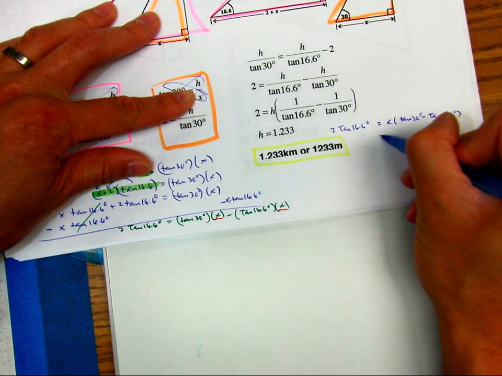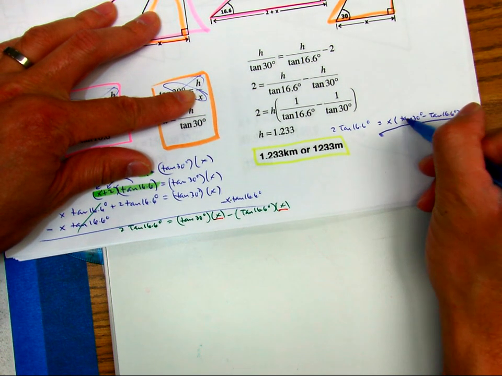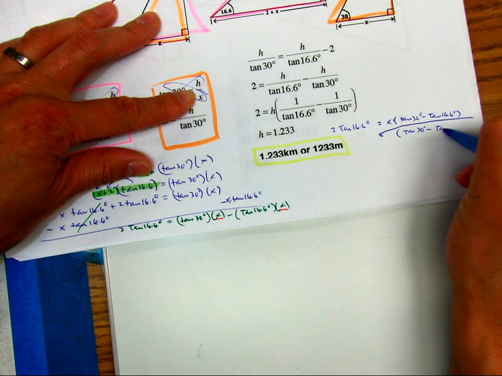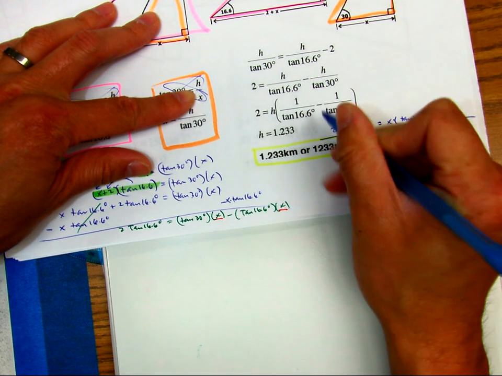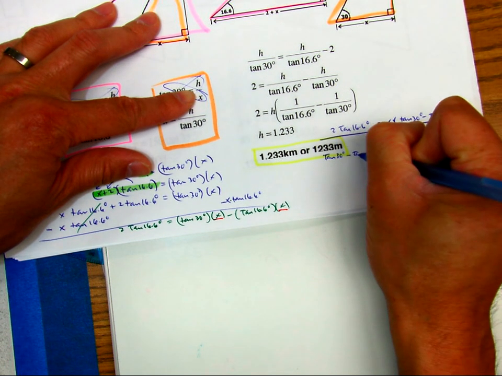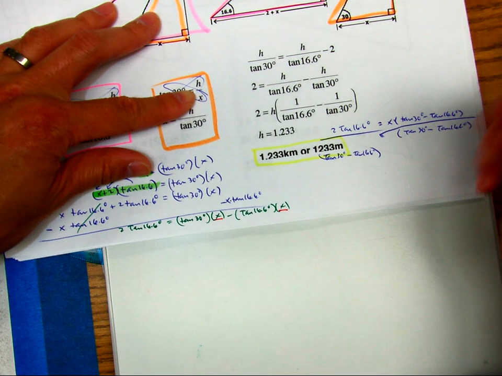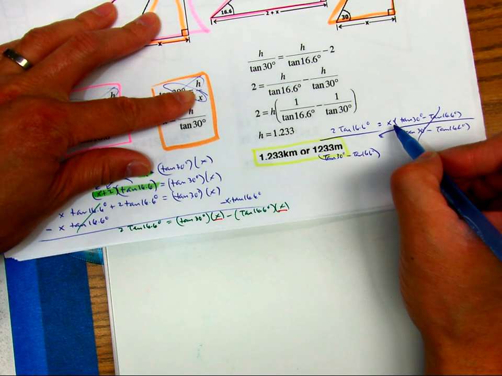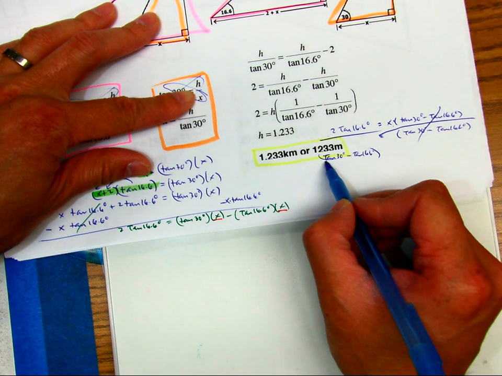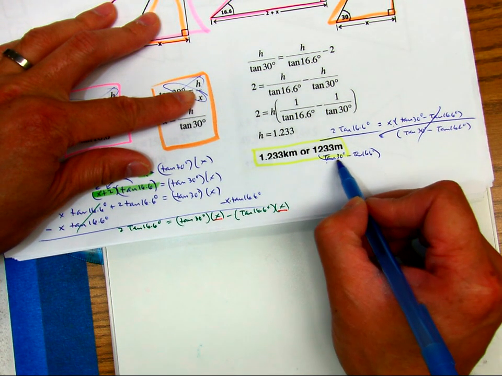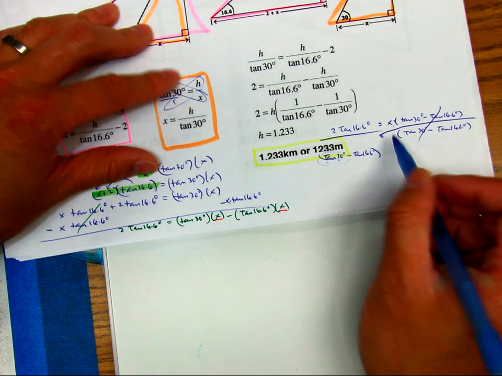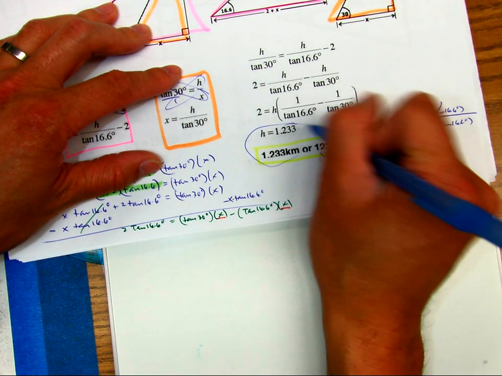Now, this is multiplication, so I'm going to divide both sides by tangent of 30 degrees minus tangent of 16.6 degrees. So my calculator equation is x equals 2 times tangent 16.6 over tangent of 30 minus tangent of 16.6. Remember, do not do 30 minus 16.6 and then find tangent. Find these individually and then subtract them, and you'll get an answer that is approximately 1 point.